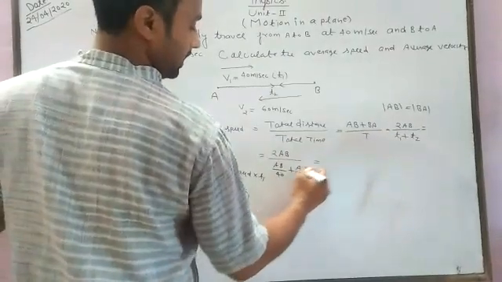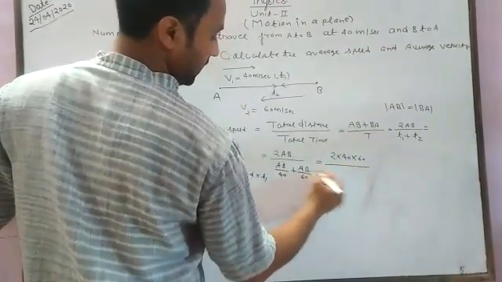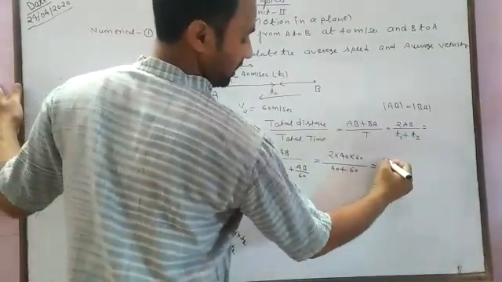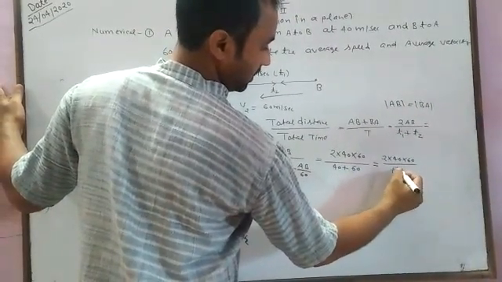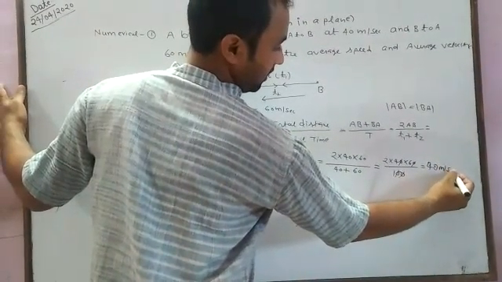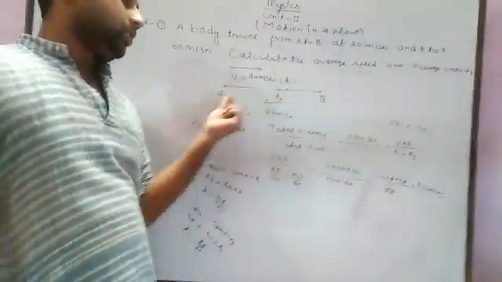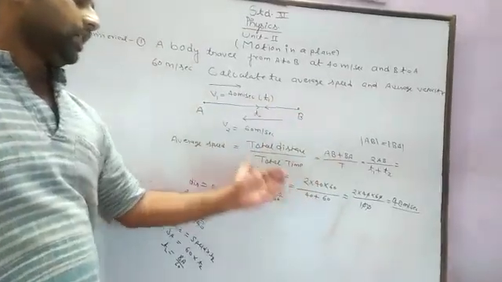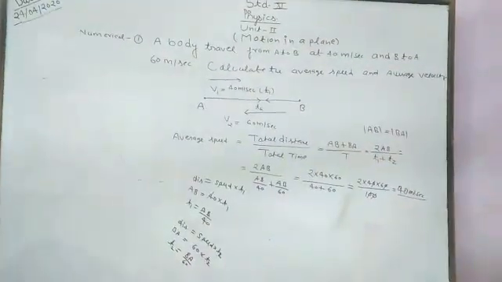Now we can calculate 2 into 40 into 60 divided by 40 plus 60. This is the average speed. This means 2 into 40 into 60 divided by 100, which is 48 meter per second. This is the average speed. When a particle moves from A to B and B to A, the total time is T1 plus T2 and the total distance is 2 times AB. We calculate the distance and time and place the values here. The net value of the average speed should be 48 meter per second.